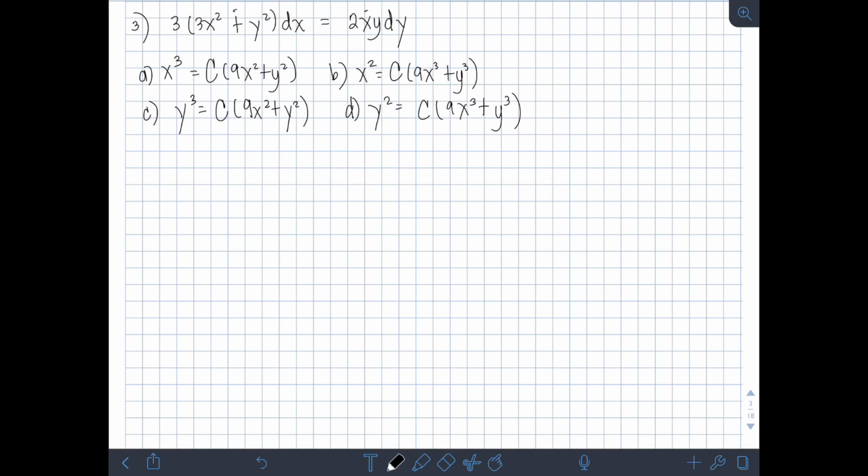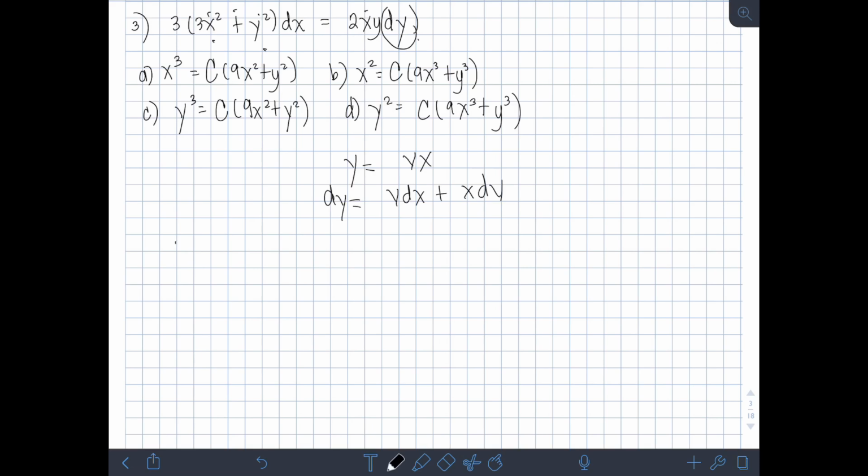yung degree ng bawat term dun sa dx at dy, yung sum ng exponent is 2. So, sa 3x squared, 2. Sa y squared, 2. Then, sa xy, 1 plus 1 is 2. So, pwede nating apply yung homogeneous solution. So, dahil less complicated si dy, ilet na lang natin ng y is equal to vx. So, we have dy is equal to v dx plus x dv.